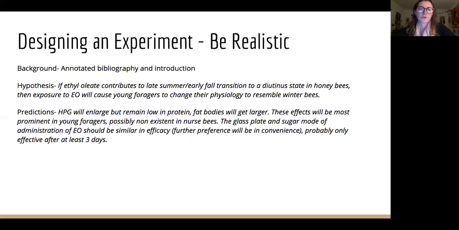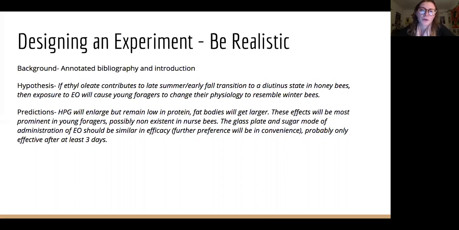So hypopharyngeal glands, in my case, the predictions are that hypopharyngeal glands will enlarge, but they'll remain low in protein when they're exposed to ethyl oleate compared to when not exposed to ethyl oleate. The fat bodies will get larger, and these effects will be more prominent in young foragers than in old foragers, and possibly non-existent in nurse bees. Or it'll have, instead of a drop, it'll just remain low or high, depending on which effect we're looking at.